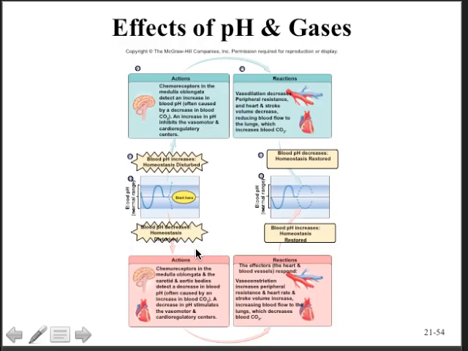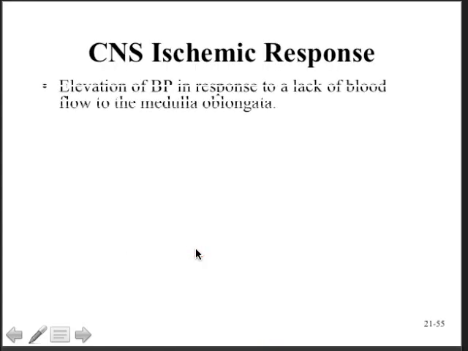Okay, so a lot of these things you can kind of tease out yourself without actually having to memorize a bunch of different steps. Just think about what's happening when these disturbances in chemical homeostasis are taking place.